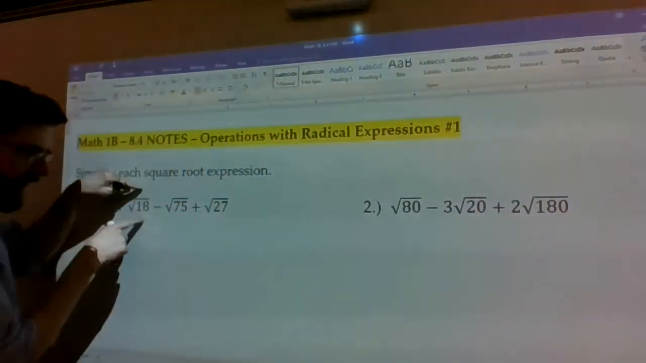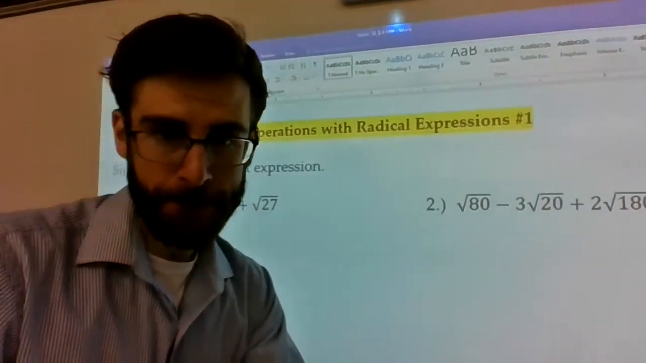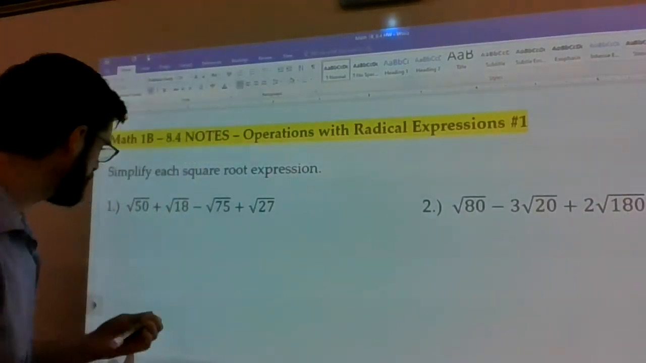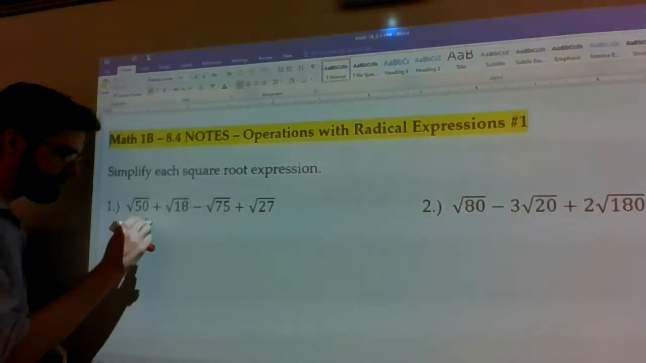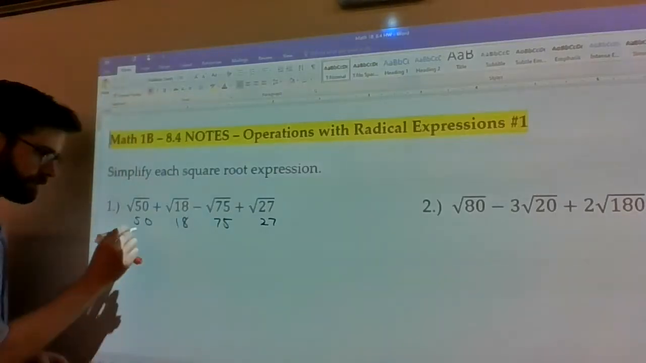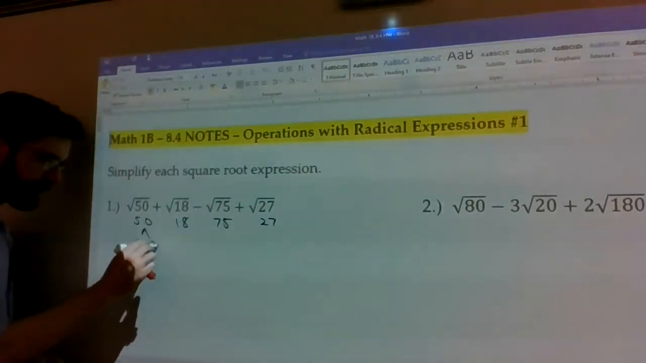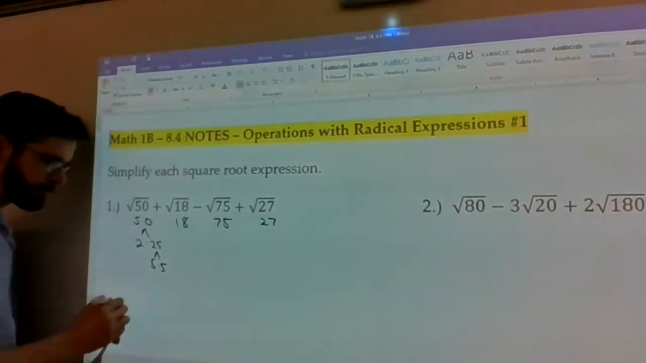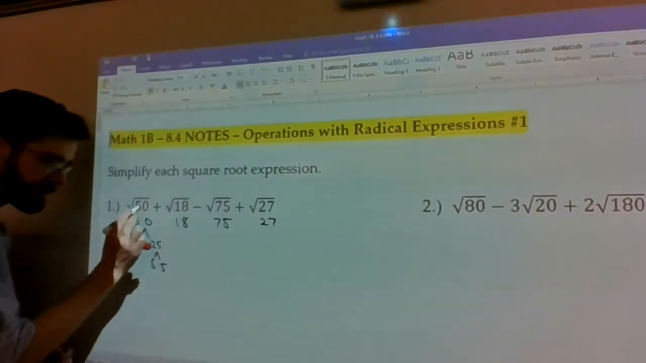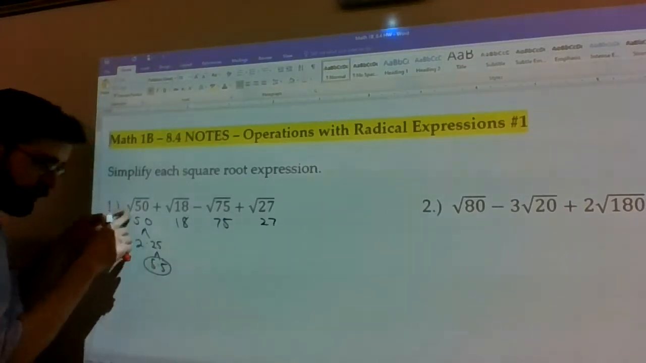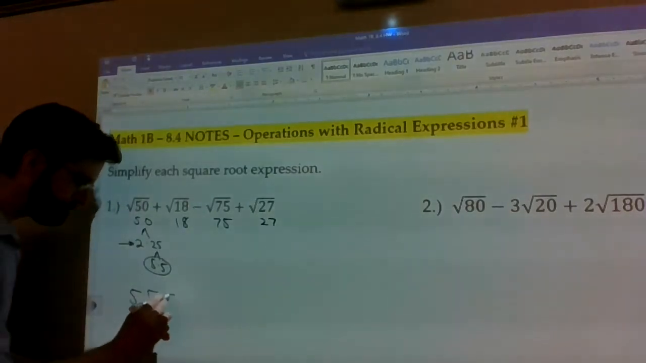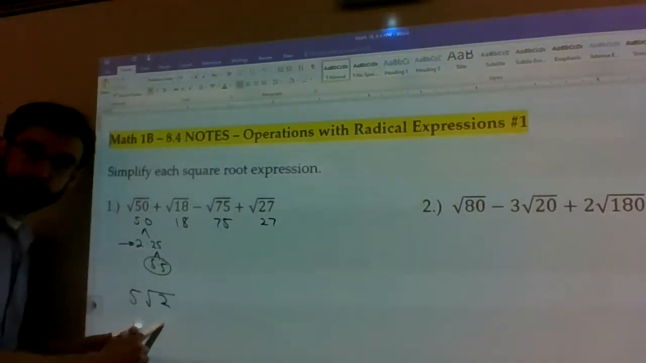We need to simplify each individual root first, okay? Then if the number underneath matches, we actually can do some combining. So I need you guys to do factor trees for 50, factor trees for 18, 75, and 27, okay? So that's 2 times 25, and that's 5 times 5. The way we've talked about it in the past is if you've got pairs of factors inside of a square root, that square root of 5 times 5 is 5 on the outside and root 2 on the inside. Root 50 is 5 root 2.